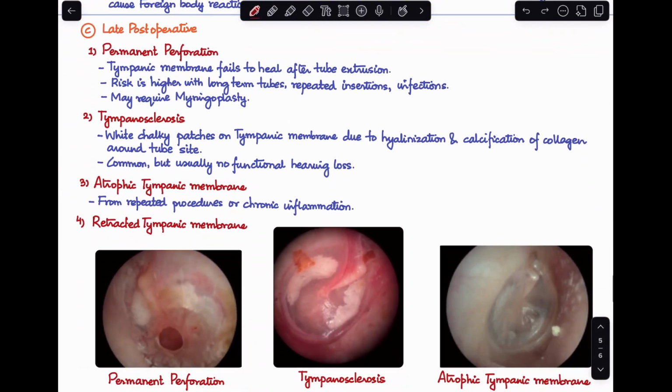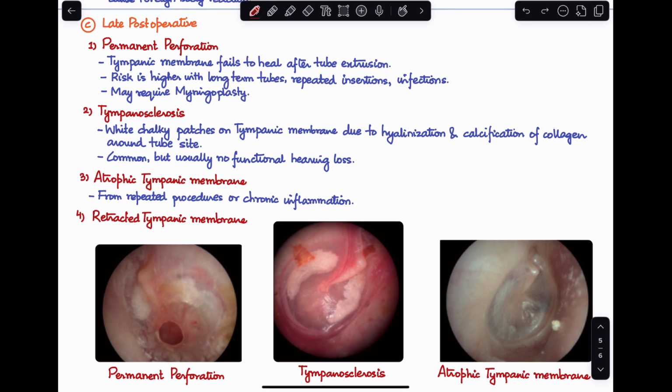Lastly are our late postoperative complications. So if we look at the first image over here, one of the complications is a permanent perforation of the tympanic membrane. So here the tympanic membrane fails to heal after the tube has been extruded out. The risk of this complication is way higher, especially with usage of long-term tubes or repeated insertions of tube or even infections. These cases have to be treated with myringoplasty if the hearing loss is significant.